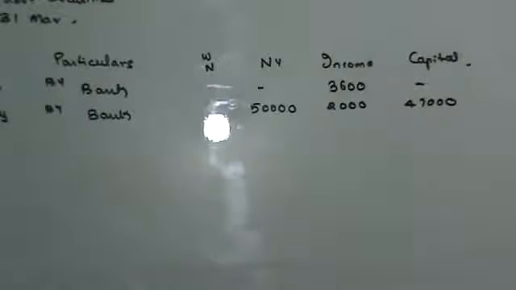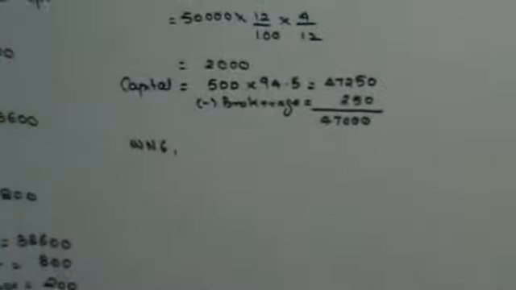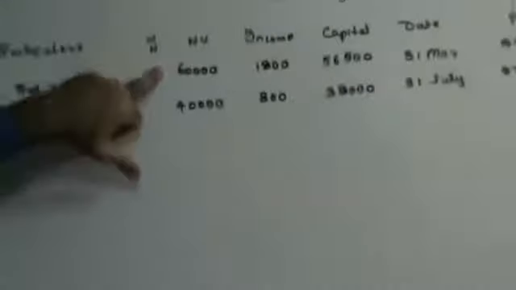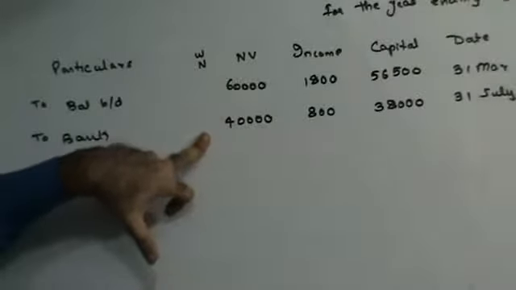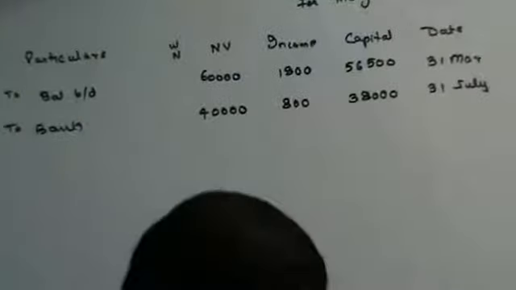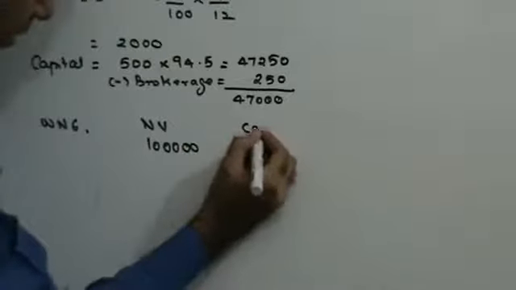Now, once I sell, I need to find out the profit or the loss. How do I find out the profit or loss? Working note 6. In order to find the profit or loss, you have to consider all the transactions before the date of the sale. Now, how much had I purchased? 60,000 plus 40,000, that means I had purchased 1 lakh. So nominal value is 1 lakh. Face value of 1 lakh debentures have been purchased.